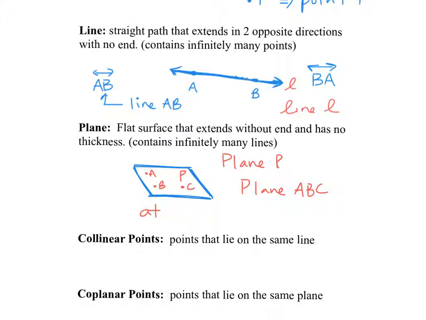So we'll just put that here, at least 3 points. And then you just have to make sure that they don't lie in a straight line, because if they're in a straight line, I could put a plane through a lot of different directions, right? If they're in line with each other. All right, so that's a plane.